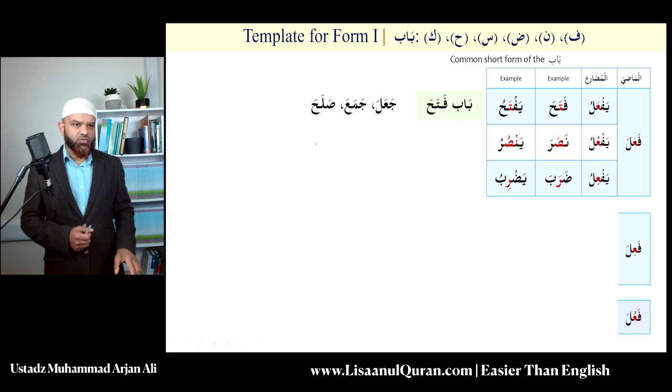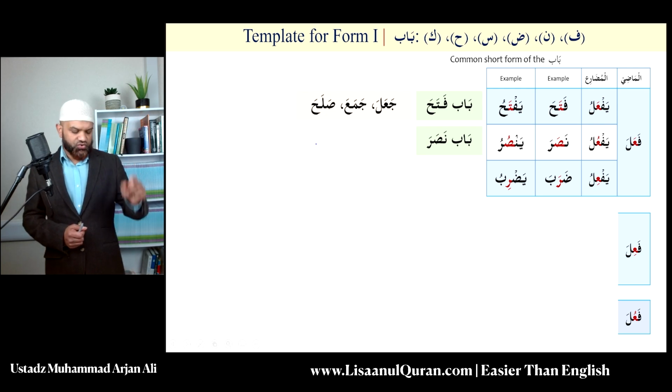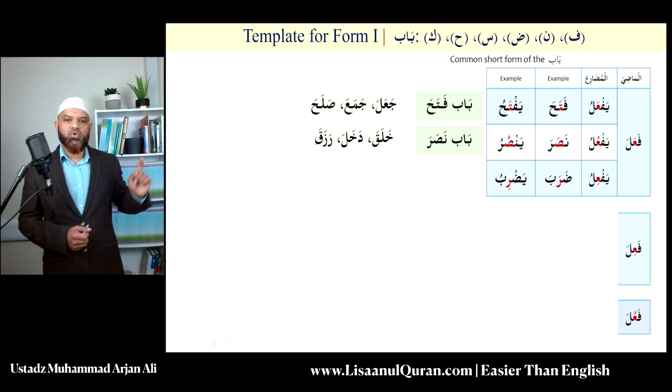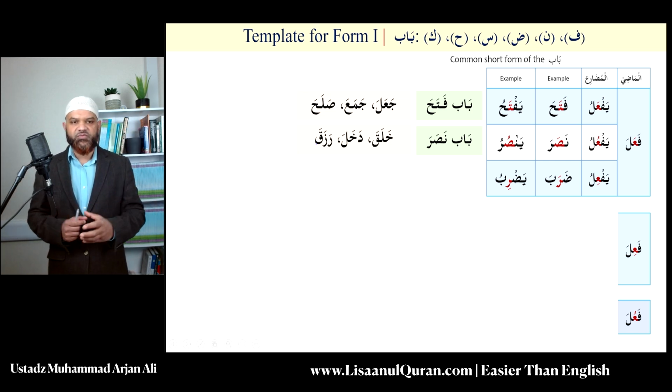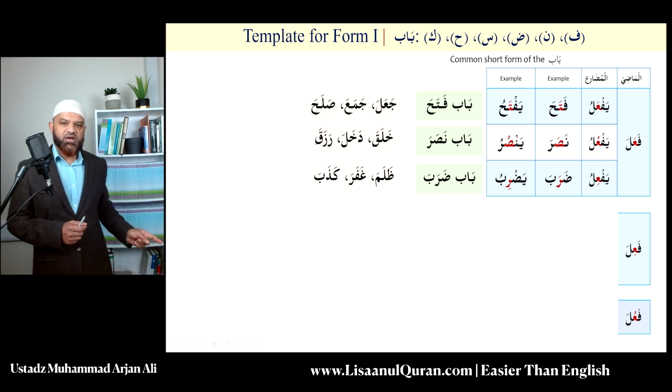Then we look at the second one. We call that one Baab nasara. Nasara yansuru. Again, examples have been given to you already. Some: khalaqa yakhluqu, dakhala yadkhulu, razaqa yarzuqu. As simple as that. So the verbs that follow that pattern are said to belong to Baab nasara. Then we have daraba. Those that follow it: daraba yadribu, zalama yadlimu, ghafara yaghfiru, kadhaba yakdhibu.